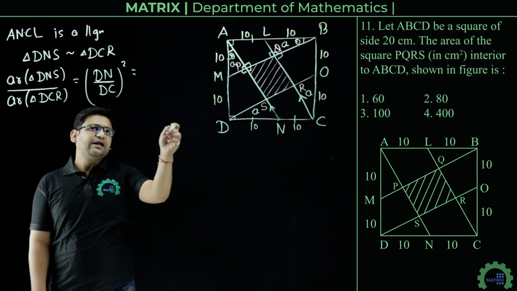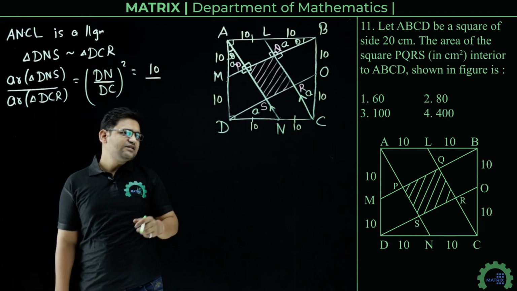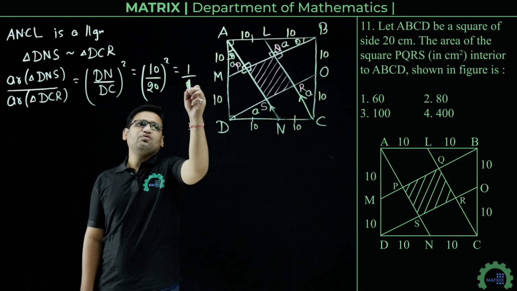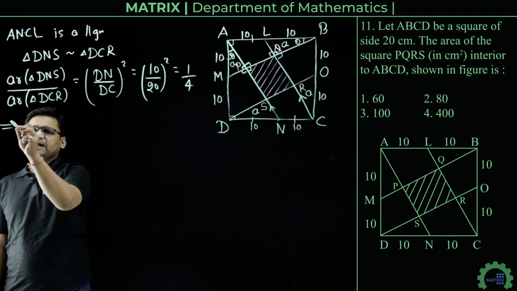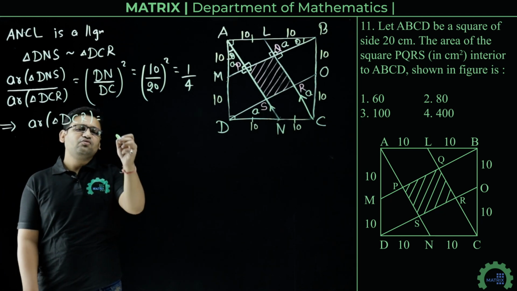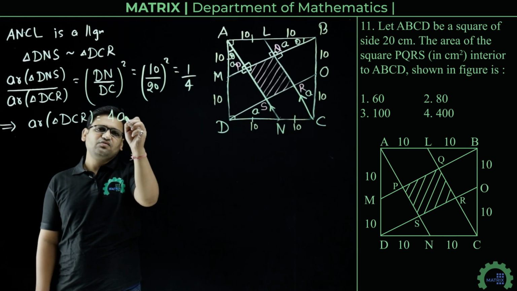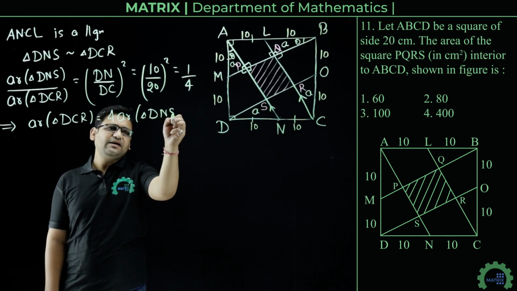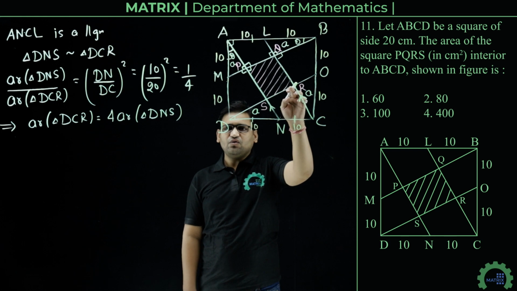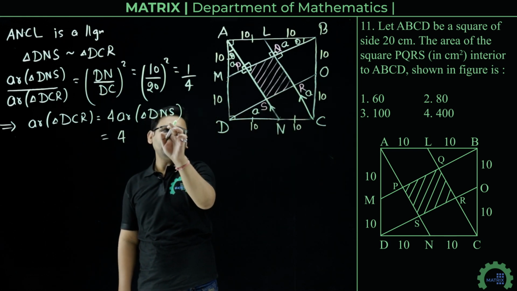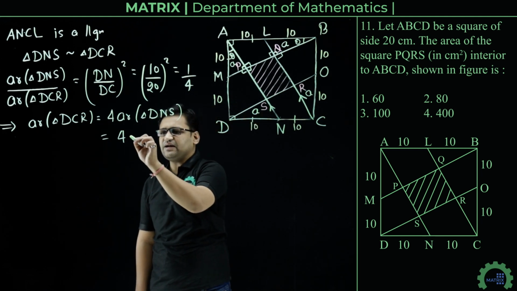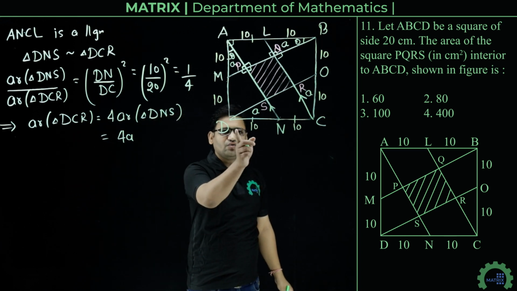That is, DN is 10 and the length of DC is 20. So this is 1 by 2 square, that is 1 by 4. So from here we can write that area of triangle DCR will be equal to 4 times area of triangle DNS. Area of triangle DNS is A, so that is 4A. So area of triangle DCR is 4A.